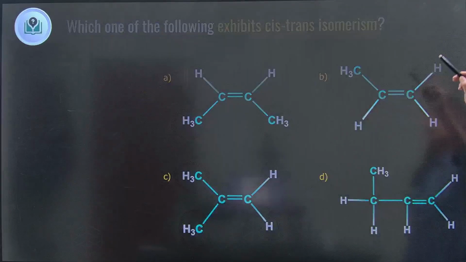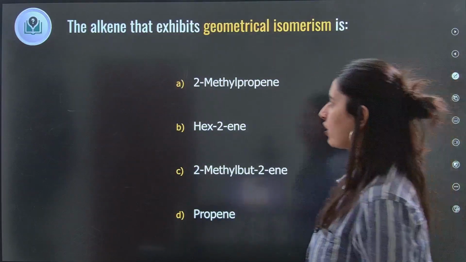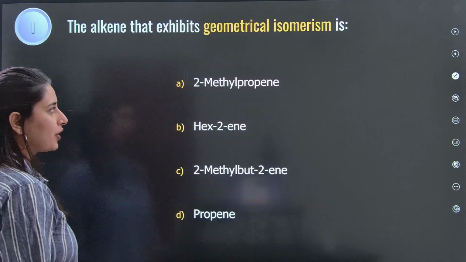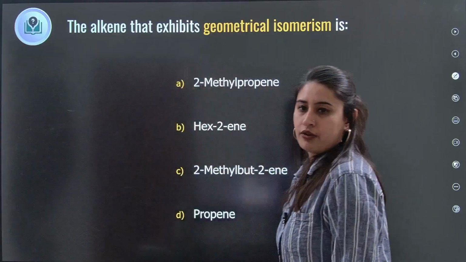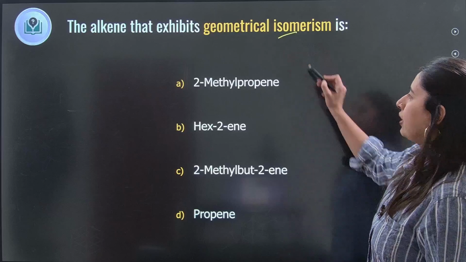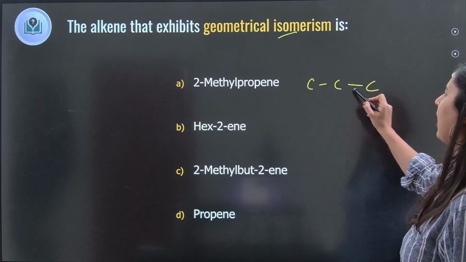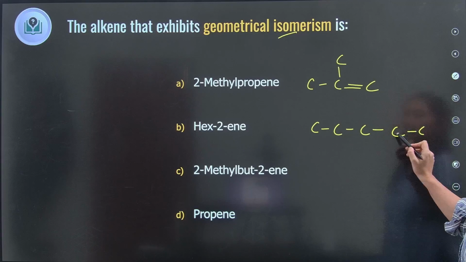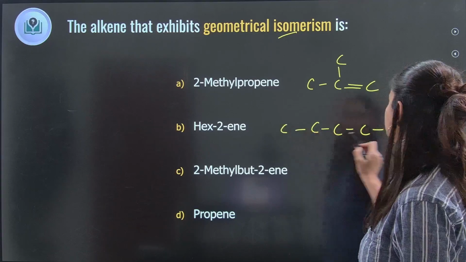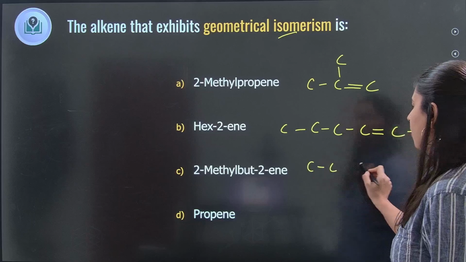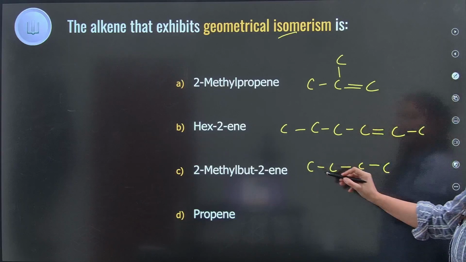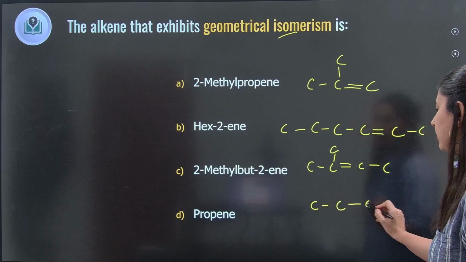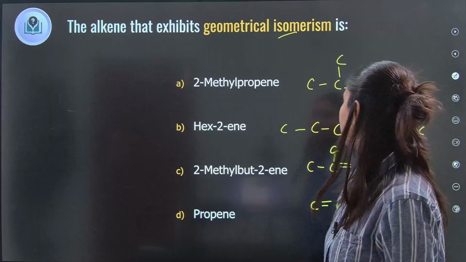You guys are wonderful. Okay, another one which is going to give you a practice of geometrical isomerism as well as IUPAC nomenclature, which will exhibit geometrical isomerism. You have 2-methyl propene, you have hex-2-ene, you have butene, but 2-methyl but-2-ene, you have propene. Please tell me which one will be the answer.